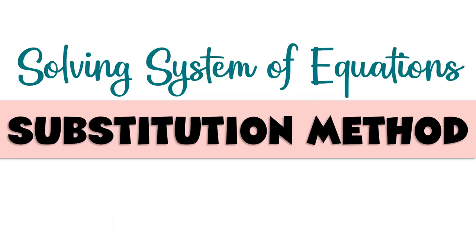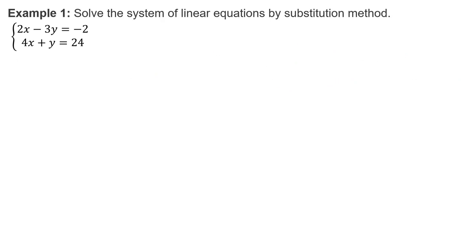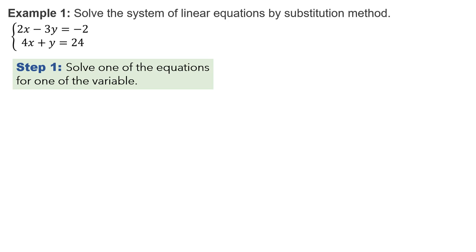Solving system of equations using substitution method. To solve this system of linear equations by substitution method, the first step is to solve one of the equations for one of the variables. You may decide if you want to solve for x or for y, or if you want to use the first or the second equation. What I want to use is the second equation. Why? Because there is a variable here in the second equation that has no numerical coefficient, which is the variable y. Therefore, I can easily solve for y by just transposing this positive 4x to the other side.